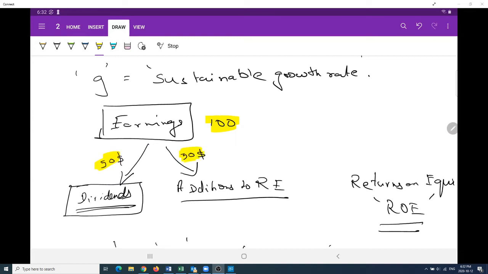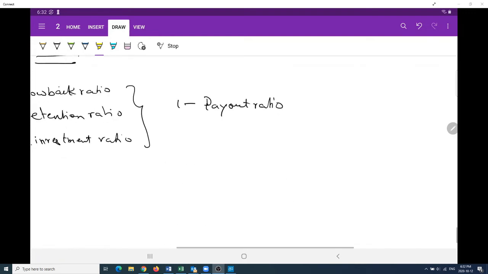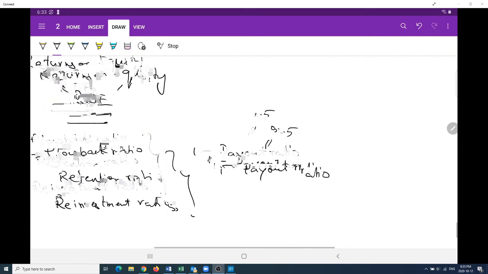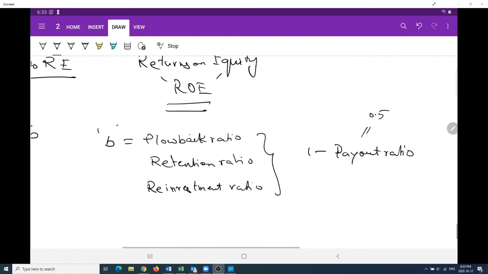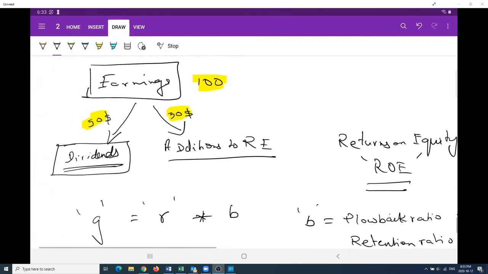Right? So your dividend payout ratio over here, since you're paying half of the amount, is going to be 0.5. If you pay out only $30 out of the $100, your payout ratio will be 0.3. Okay, so the payout ratio is just dividends divided by earnings.